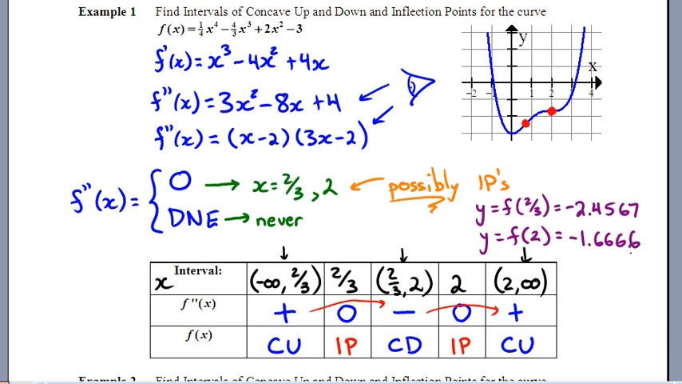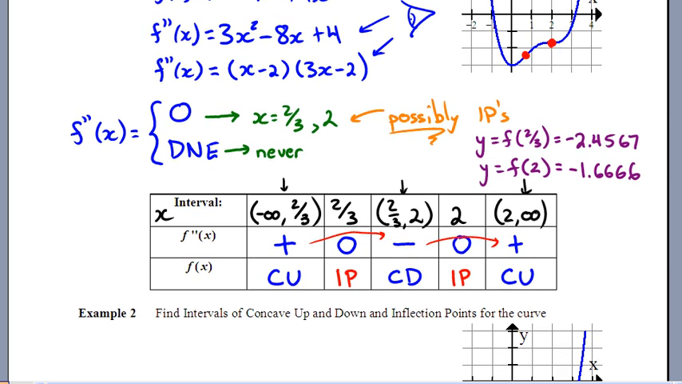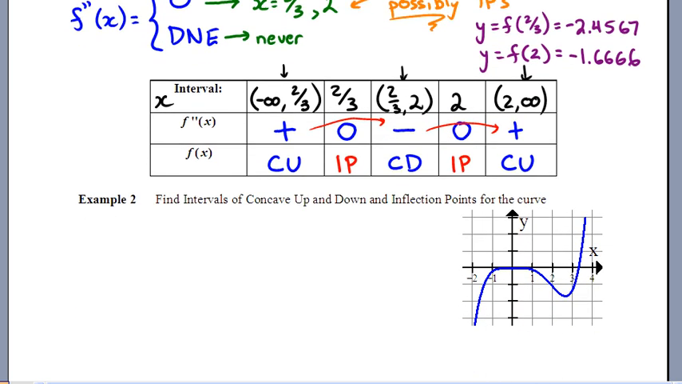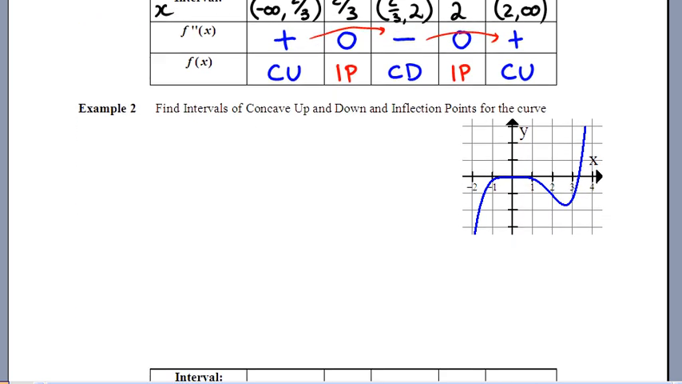So they asked me to find intervals of concave up and down. I think the table right now summarizes that. And then I've got my points as well. 2/3, negative 2.4567, and 2, negative 1.6666. And those are definitely inflection points because the concavity is switching. The second derivative is changing from plus to minus or minus to plus.